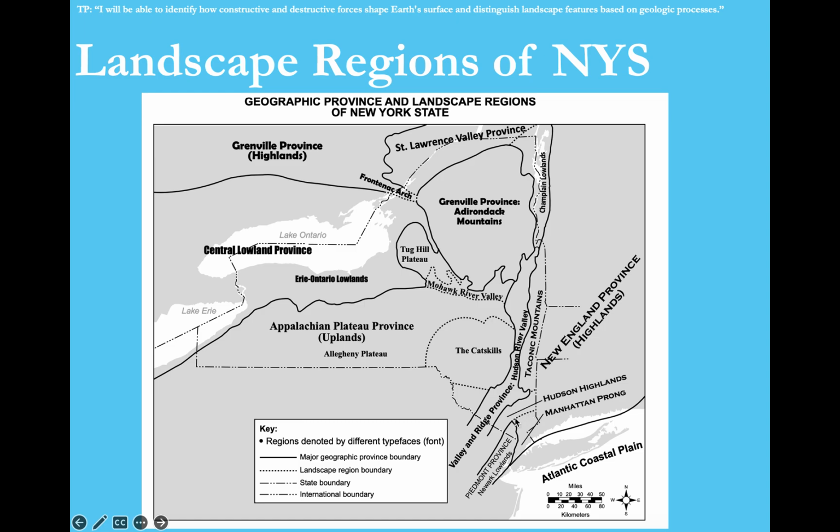From there we have an extension of the Manhattan Prong in the Hudson Highlands. Right, these dashed lines here symbolize a landscape region or boundary. And then from there it kind of goes into the Taconic Mountains, where it's shared between New York State and Connecticut, Massachusetts, and Vermont. Right, those are the three states that border New York State on the eastern side.